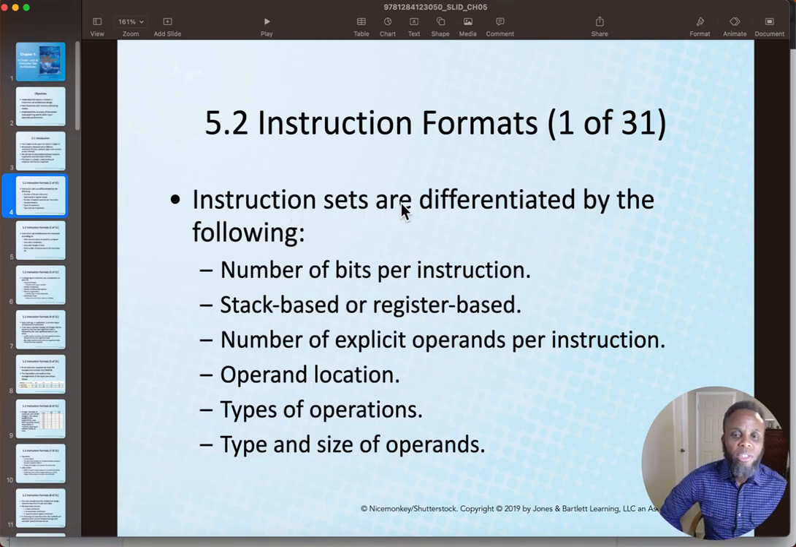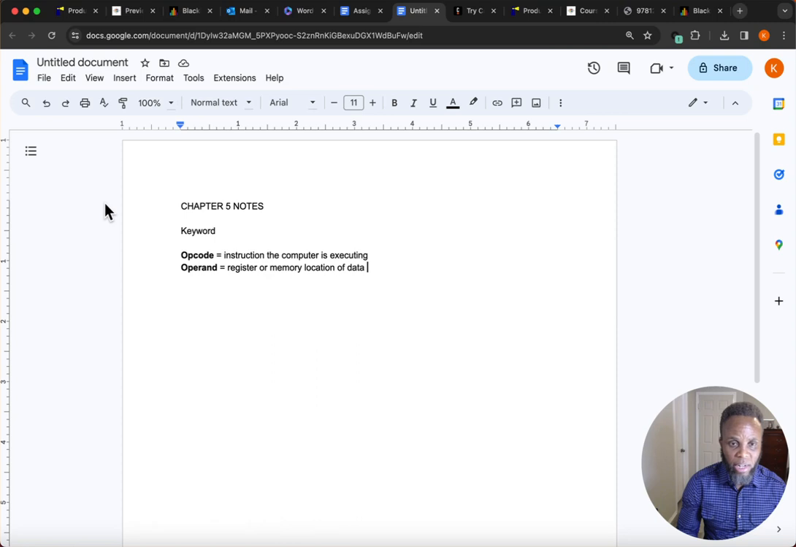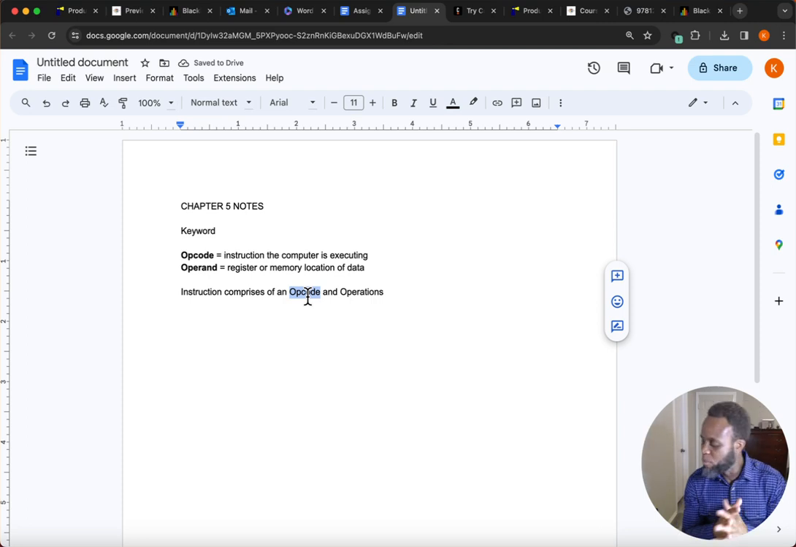Instruction sets are differentiated by the following: the number of bits per instruction. And by the way, folks, an instruction comprises an opcode, generally one opcode, and operands. There could be one or more of either of these, but the collection of both an opcode and an operand gives you the instruction.